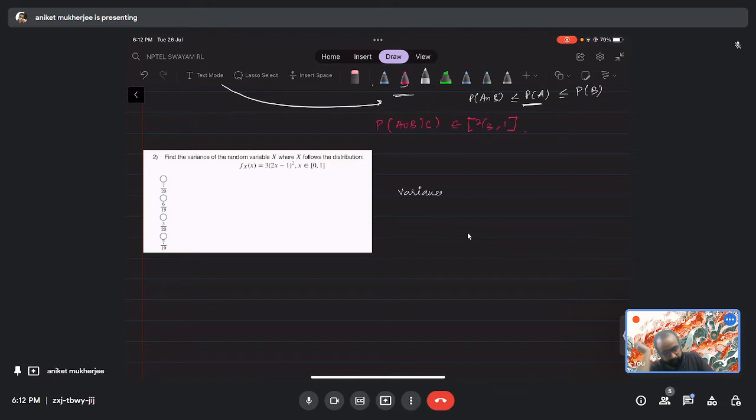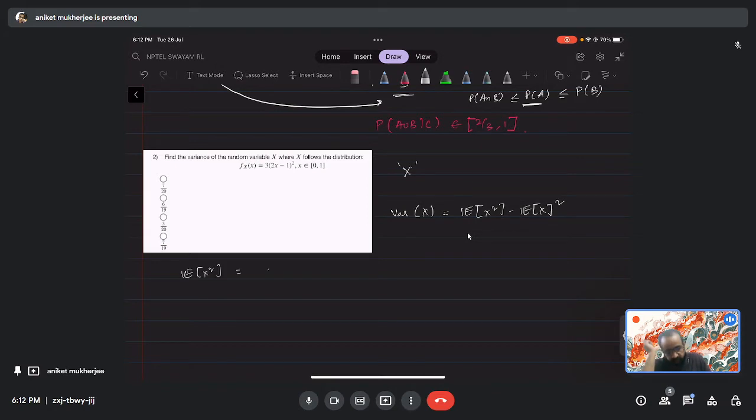I have the random variable X. The variance of X is equal to the expectation of X square minus the expectation of X whole square. This is the formula for variance. So I need to find the expectation of X and the expectation of X square. First, let us find the expectation of X square.